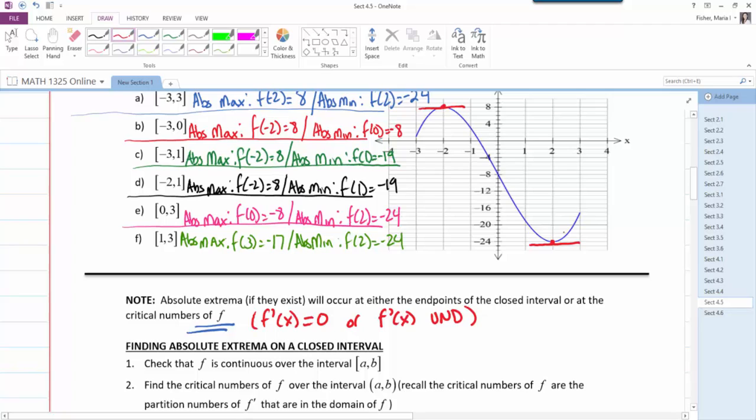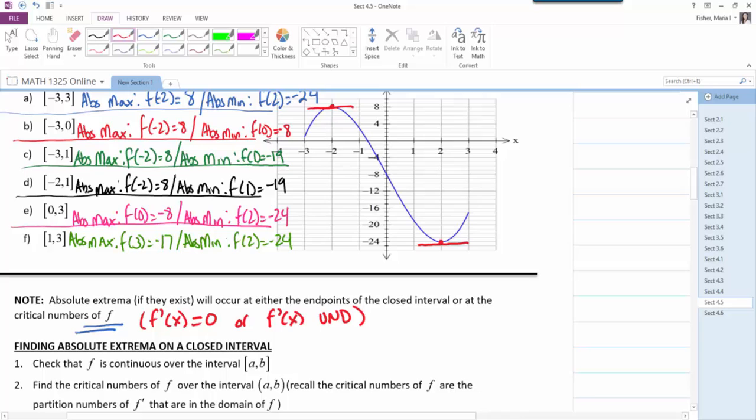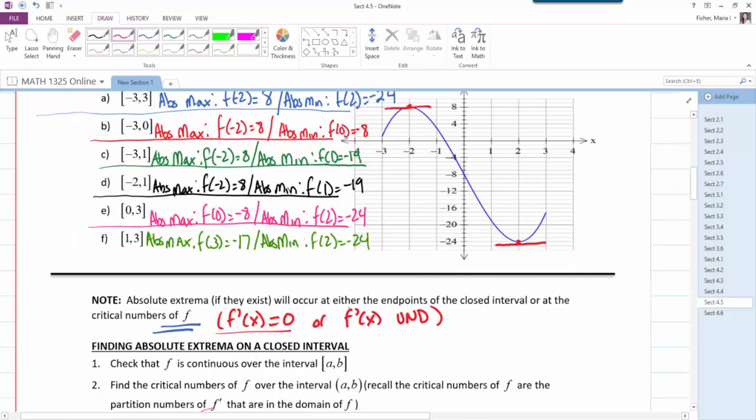Well, at those points, we have horizontal tangent lines, which means the value of that first derivative is going to equal 0. Absolute extrema, if it exists, again, it's going to occur at the endpoints of the closed interval or at the critical numbers of f.